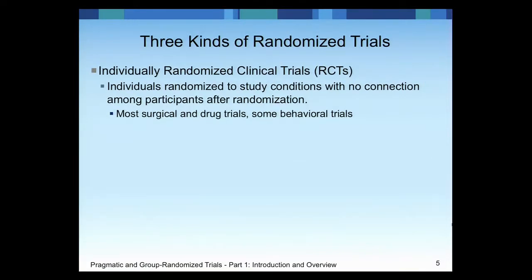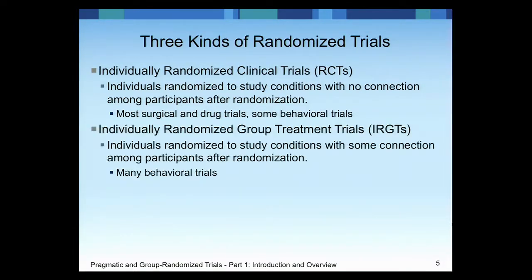We'll start today with 3 kinds of randomized trials. The first category is the individually randomized clinical trial, or RCT. This is the one that should be familiar to most of you. Individuals are randomized to study conditions and have no interaction with one another post-randomization. This kind of design is used for most surgical trials and drug trials, sometimes used for behavioral trials, though it can be more challenging in that context.